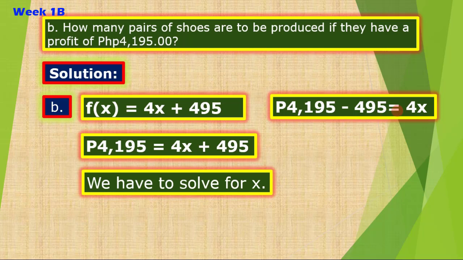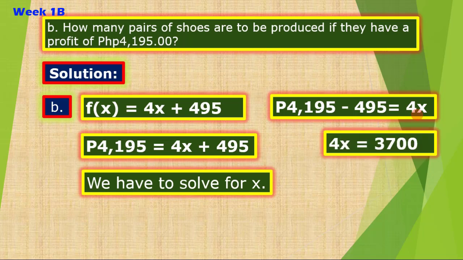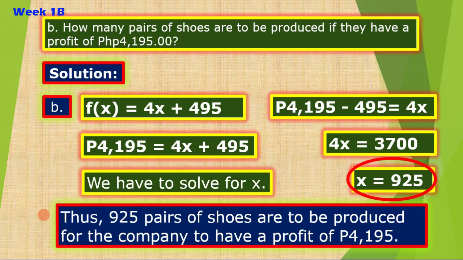So we have it here, and the right-hand side of the equation is 4x. Then we can interchange. This becomes 4x equals 3,700. This is from the difference of these two values here. And finally, x equals 925. Thus, 925 pairs of shoes are to be produced for the company to have a profit of 4,195 pesos.